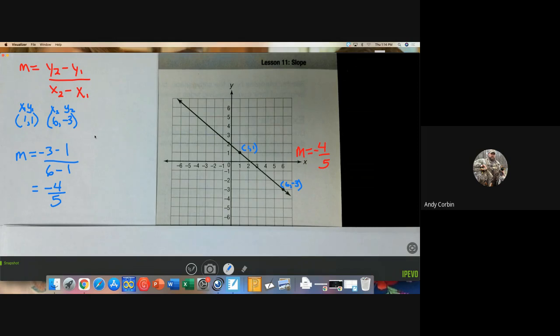Where do students get mixed up on this? They're not careful with the negative signs. So be careful with the negative signs. Sometimes they forget which one is x, which one is y. Y always goes in the numerator, x in the denominator.